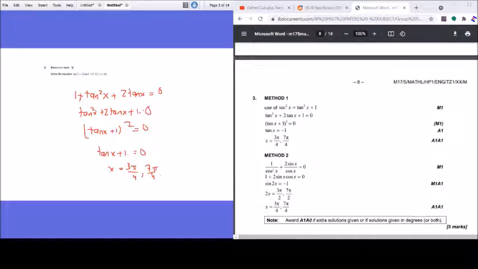Question 3, solve this equation. Use of sec squared x equals tan x plus 1. I did do that. Tan squared x, so that's methodology, so that's going to give me 1 as well. Tan x equals minus 1, which I actually didn't put down. I should have put that down, but I'm going to give myself the point for that because that's really obvious. And x is equal to those two solutions. So this gives me the full 5 points.